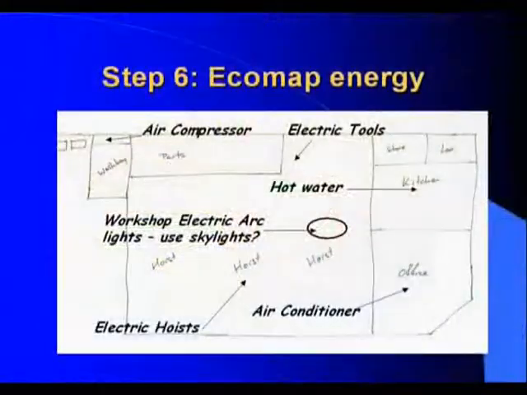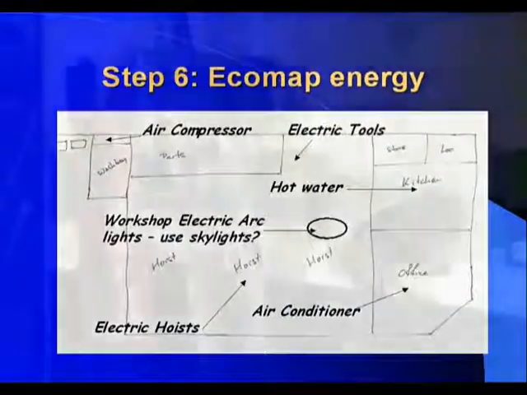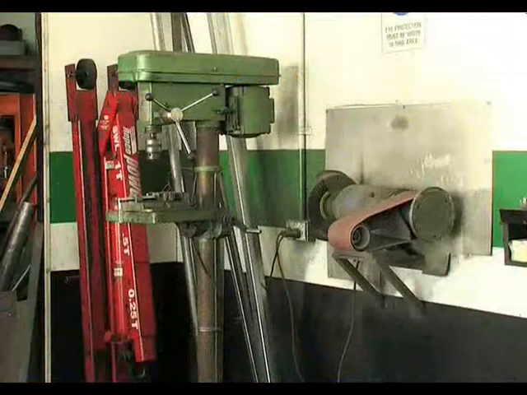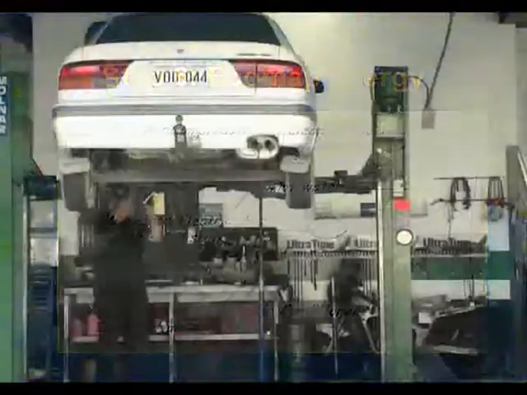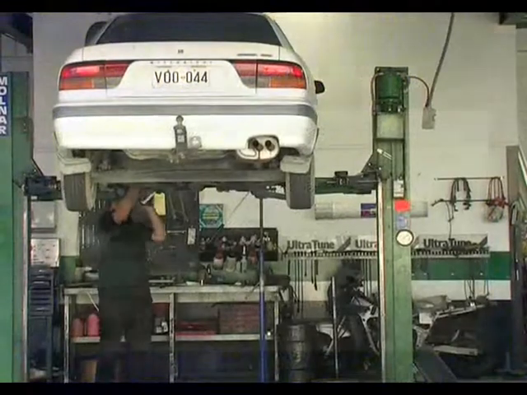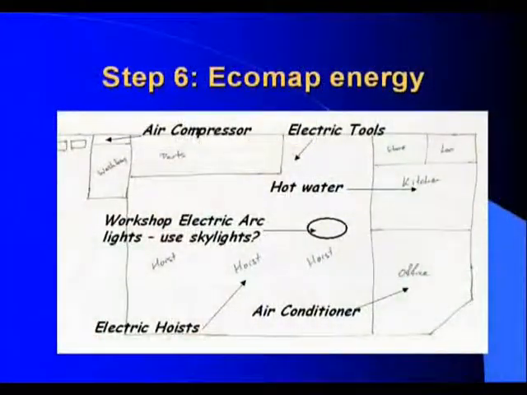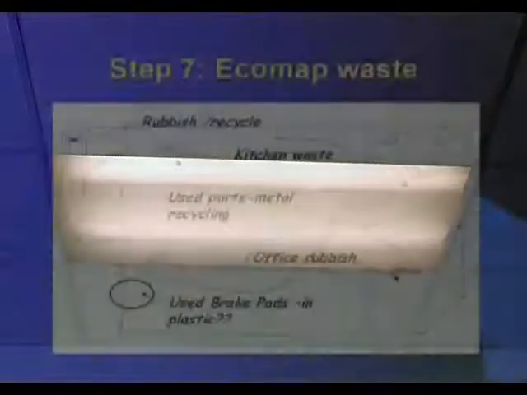Now it's time to map major uses of energy. Staff in this example have identified that the benchtop power tools use a considerable amount of energy. There is the air conditioner, hot water system, air compressor and electric hoists, all high energy users. The workshop uses arc lights, and one suggestion could be that skylights are put in to take advantage of natural lighting to save on energy consumption. Normal light bulbs and standard fluoro tubes could be replaced by compact fluorescent globes.